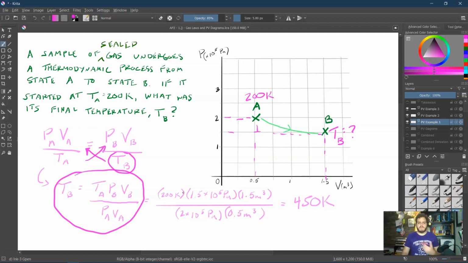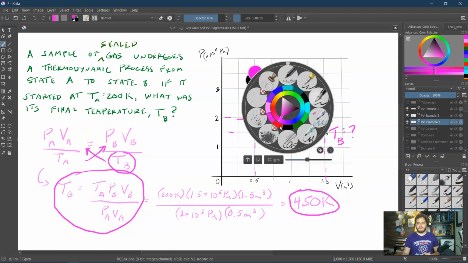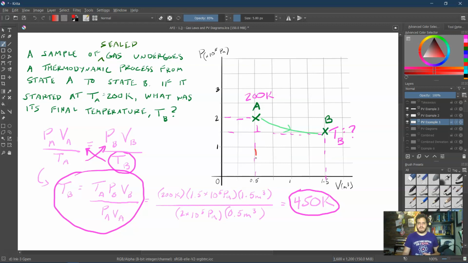The temperature at A was 200 Kelvin. The pressure at B was 1.5 times 10^5 pascals. The volume at B is 1.5 meters cubed. The pressure at A was 2 times 10^5 pascals. The volume at A was 0.5 meters cubed. You stick these into your calculator, and you get a temperature of 450 Kelvin. The temperature, in fact, went up. And that actually makes sense, because if we look here, the volume increased in size. This was my original volume. It tripled, but the pressure, which was originally here, didn't even go down by half. So the change in volume was way bigger than the change in pressure, and that increase in volume therefore necessitates a very big increase in temperature.